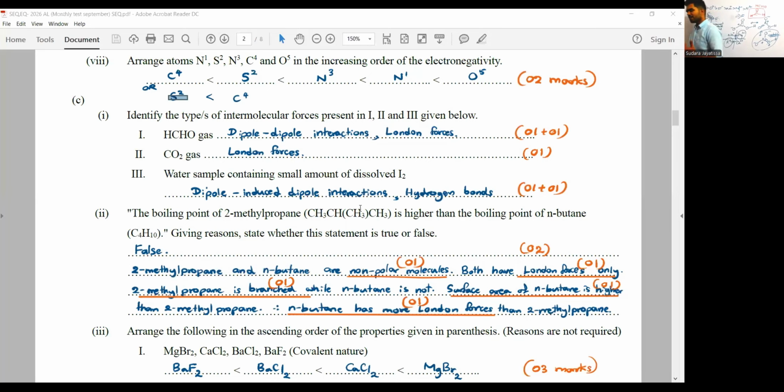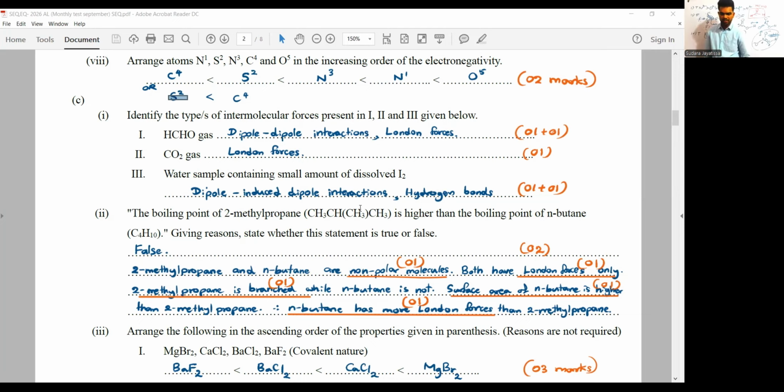And then carbon dioxide is a nonpolar molecule, so it will have only London forces, right? And the water sample containing dissolved I2. So within water, you have hydrogen bonds. And between water molecules and I2, you will have dipole-induced dipole interactions. I2 is a nonpolar molecule. So this hydrogen bond is there between water and water, okay? It's a good question.